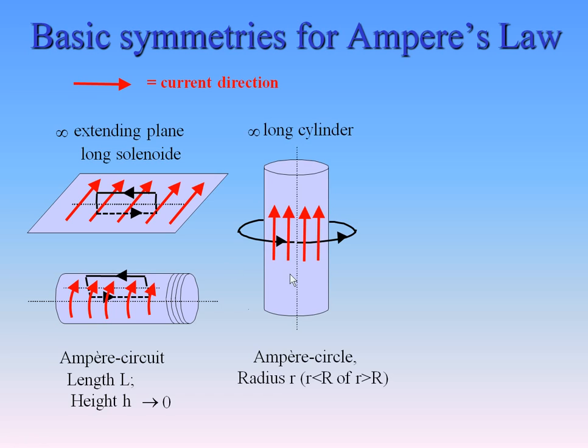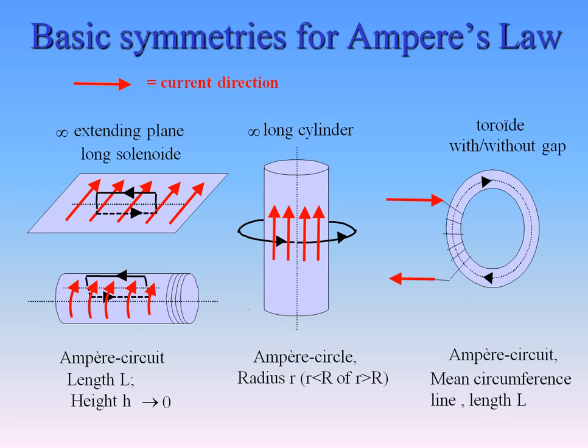A long cylinder has an Ampere circle with a radius r, and the radius can be smaller or larger than the radius of the cylinder itself. And here a toroid with or without a gap. Here is the current, and the Ampere circuit is inside the toroid with a length L.